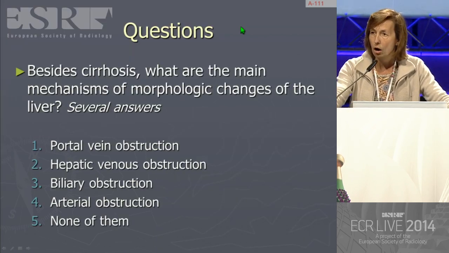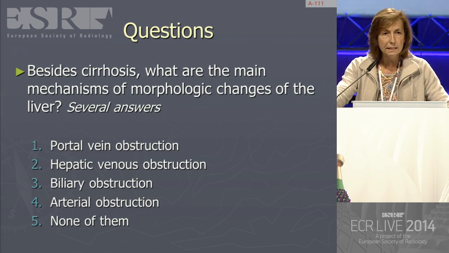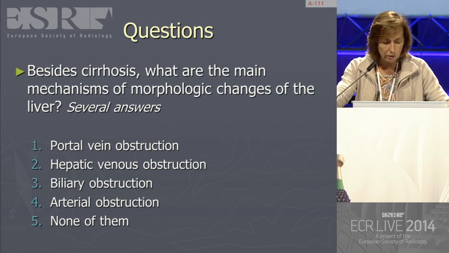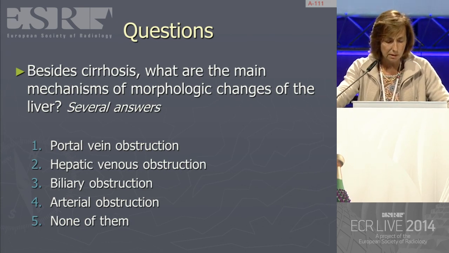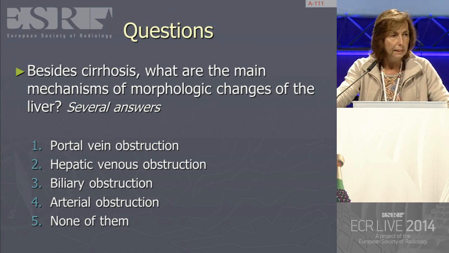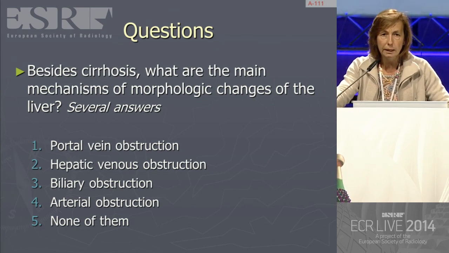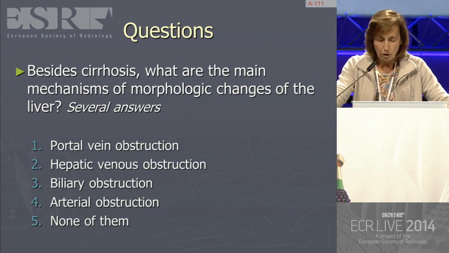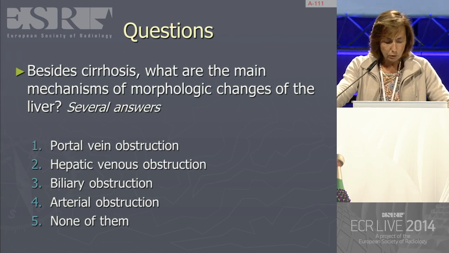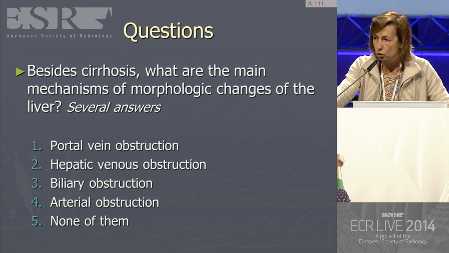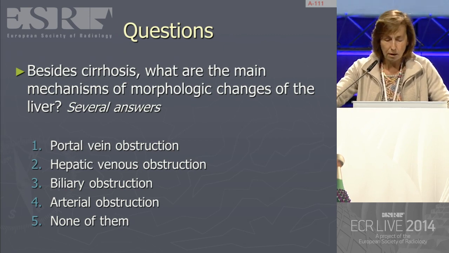However, there are some other diffuse liver diseases that can alter the liver and induce changes in the liver morphology. So this is my second question. Besides cirrhosis, what are the main mechanisms of morphologic changes of the liver? Here, several answers are possible. First, is it related to portal vein obstruction? I think you can start voting now.